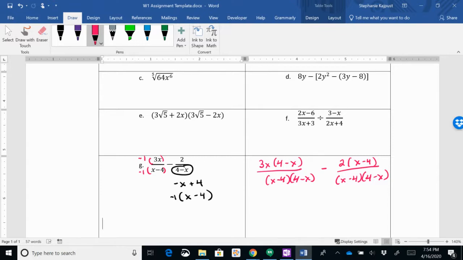Okay, all right. All right, thank you. You're welcome. All you've got to see is just factoring out the negative 1. Yeah, it's a little trick.